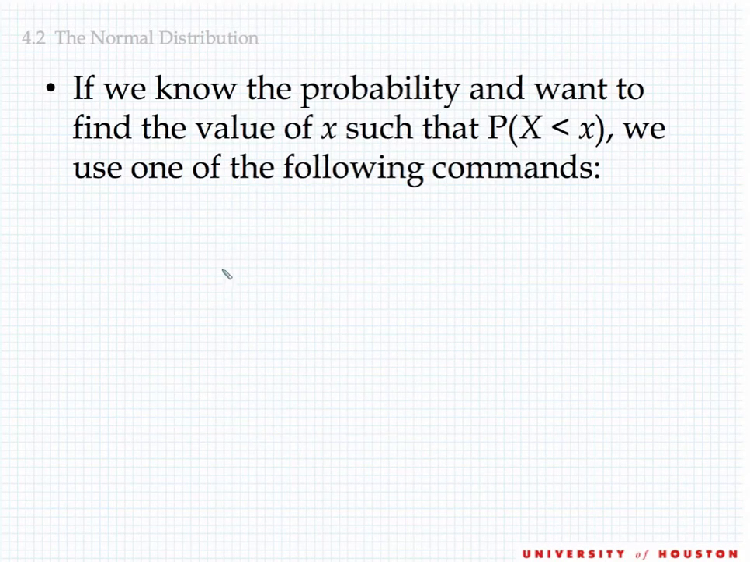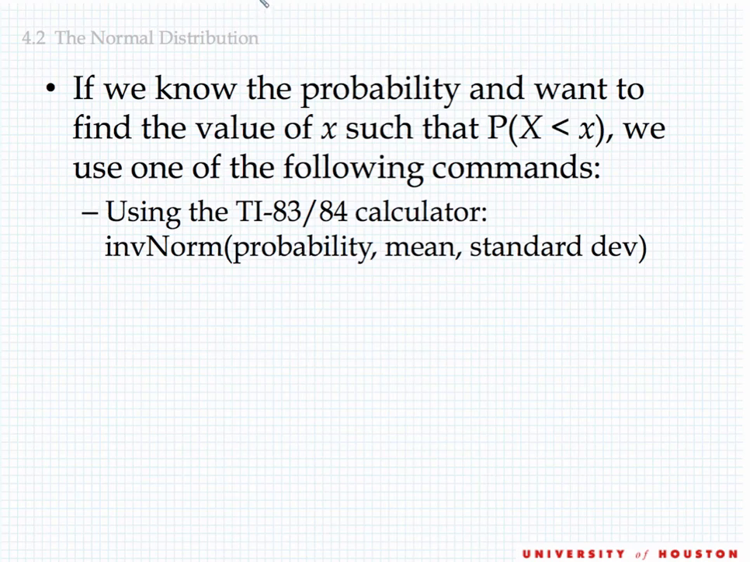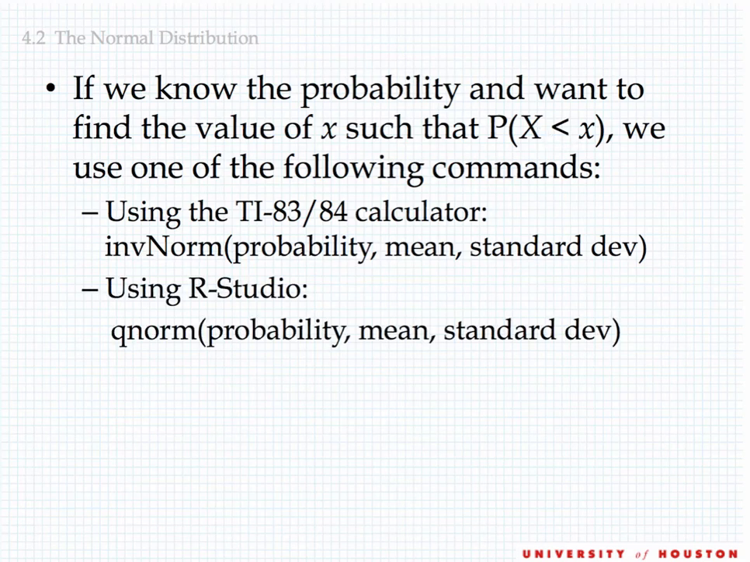Now, let's say that we know a probability and we want to figure out the x value such that the probability that we are less than that would be true. In the TI calculator, we'll use the inverse norm command. We input the probability, the mean, and the standard deviation. Now again, this is strictly for a less than. If I'm in RStudio, the command is qnorm, probability, mean, and standard deviation.